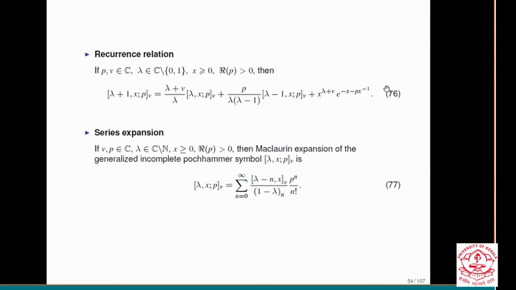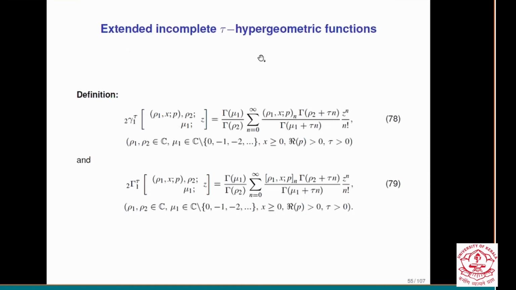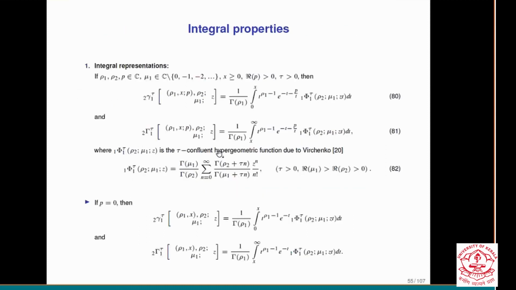This is 76, and this is now 77. The extended incomplete tau hypergeometric function is given in the form of 78, and this is your 79. And here we can also put this type of form, by using some extension of the Poisson symbol, or the incomplete beta and gamma function. So this can also be our integral representation of this. This gives the result 80.